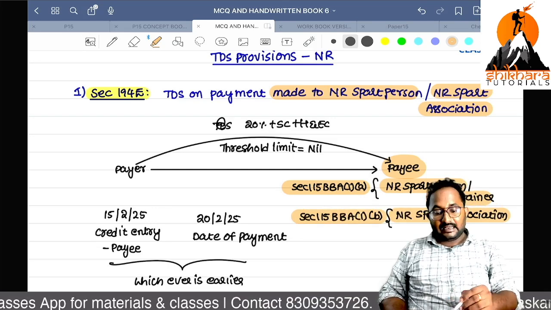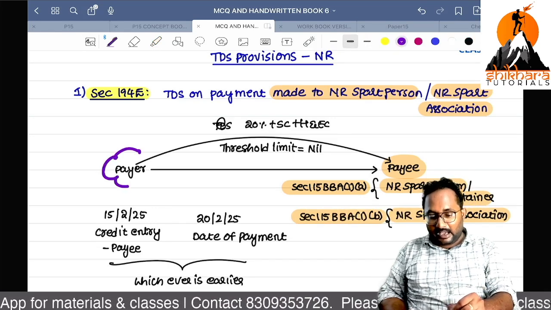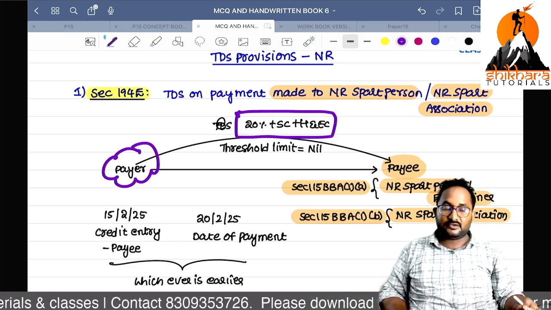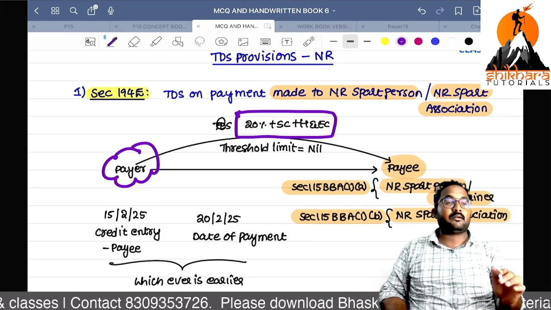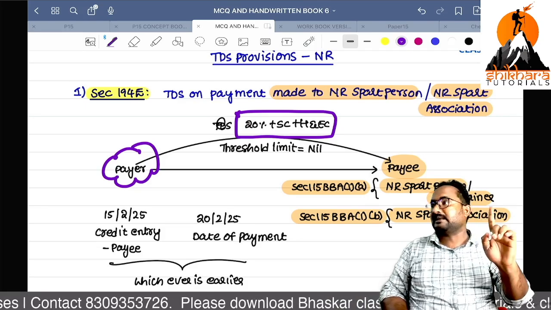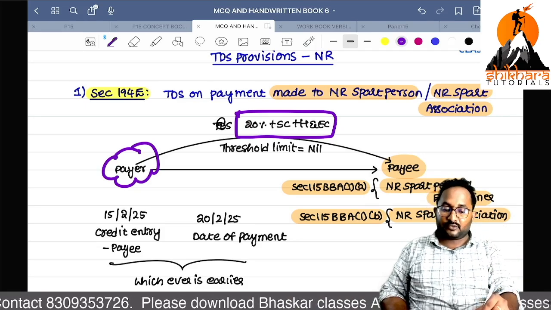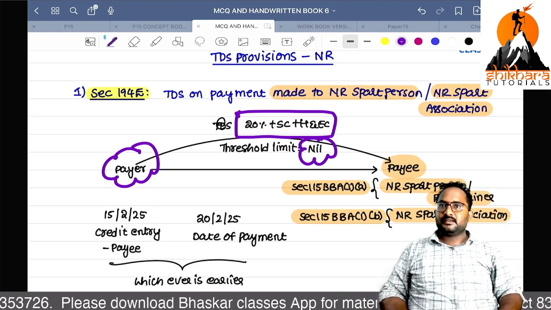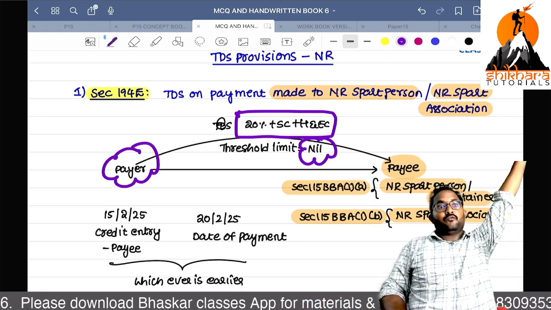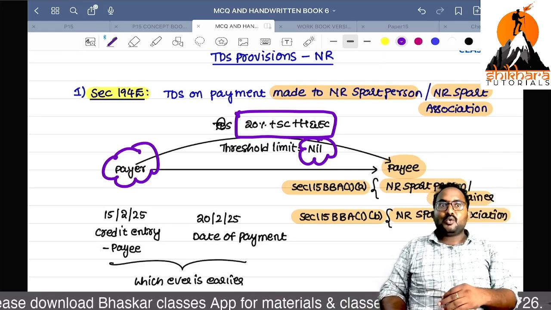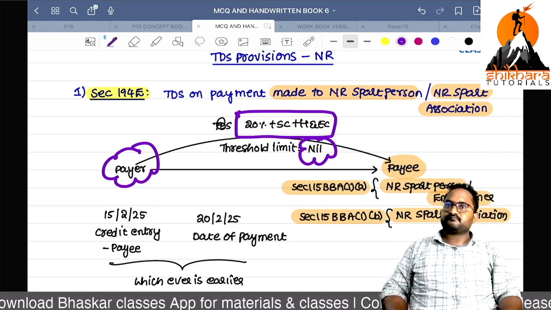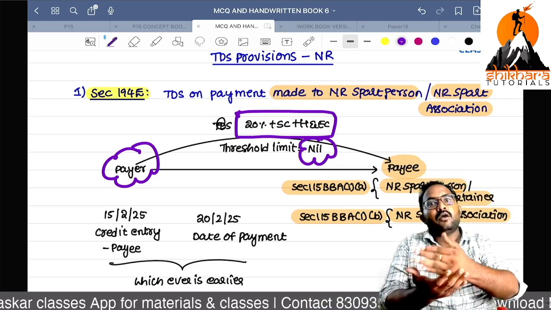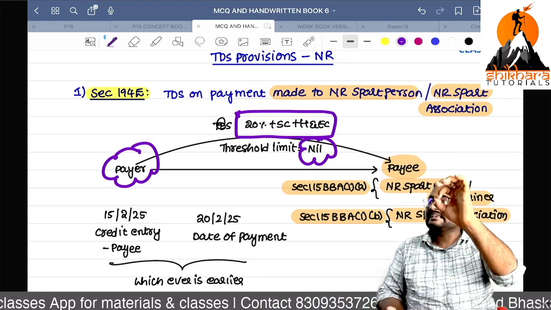Can you tell me? TDS is required to be deducted by the payer who is paying the money at the rate of 20% plus surcharge plus health and education cess. If surcharge is not applicable, we are required to deduct 20 plus 4%, that is 20.8%. The threshold limit is nil. Even if you are paying 1 lakh, you are required to deduct the TDS. Surcharge also: sir, if I am paying 500 crores, then surcharge also you have to apply. If we are paying just 3 lakhs, there is no applicability of surcharge. That's why 20 plus 4%, that is 20.8%.